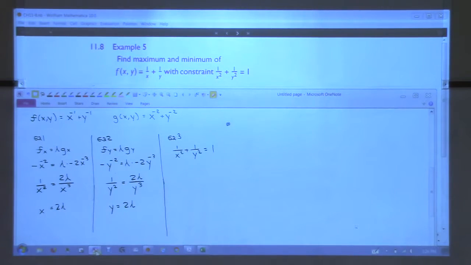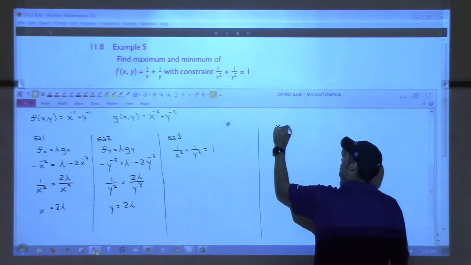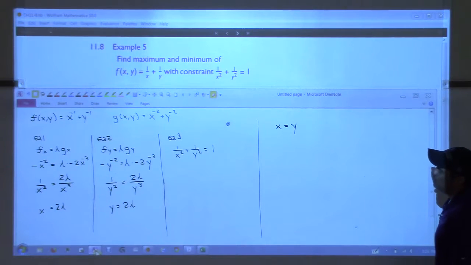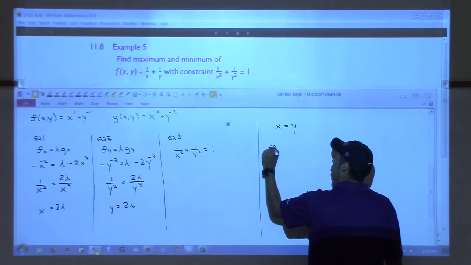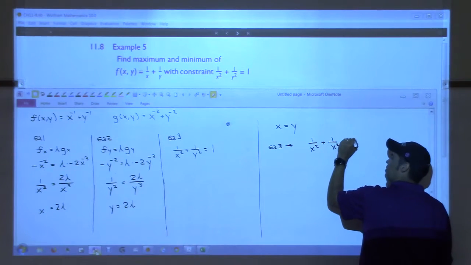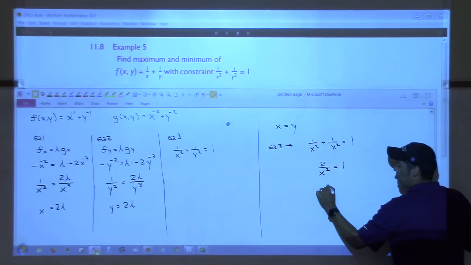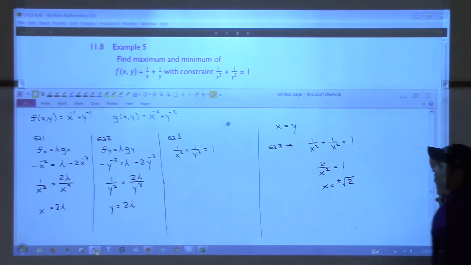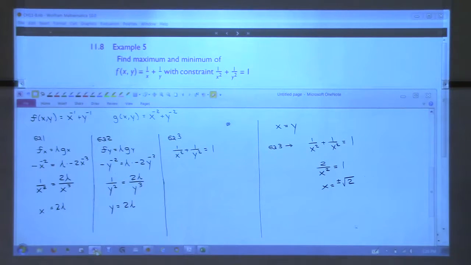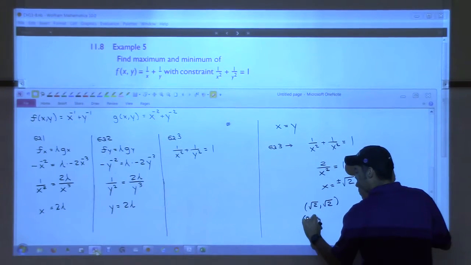This is the point at which I'm going to start looking at some scenarios here. I think since these are both equal to 2 lambda, I can set them equal to one another, right? Okay. So what we have here is that x must equal y, right? And if x is equal to y, then I can go to equation 3 and that will give me that 1 over x squared plus 1 over x squared is equal to 1. So that's 2 over x squared equals 1. And then I can mess with this, and I get two solutions, plus or minus root 2. And if x has to be y, then I can have root 2, root 2, or I could have negative root 2, negative root 2.